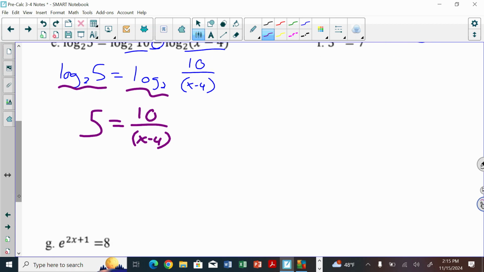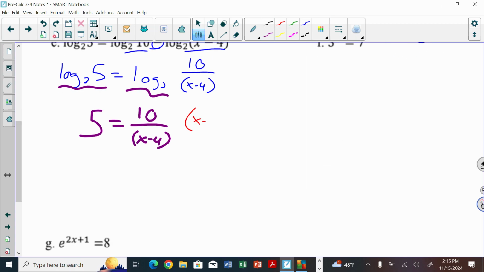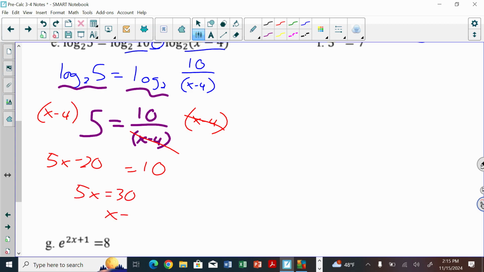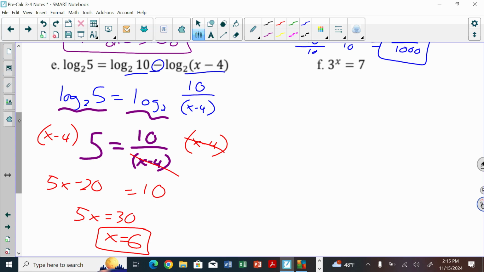Now I'm basically just trying to solve for x. So I'm going to multiply both sides by x minus 4. That's going to cancel here, and I'm going to be left with 10. Over here, I'm going to have 5x minus 20 when I distribute. Add 20 to both sides, 5x equals 30, so x equals 6. All right, 2 more to go. Rolling through problems, and you're going to get a whole bunch more as well.